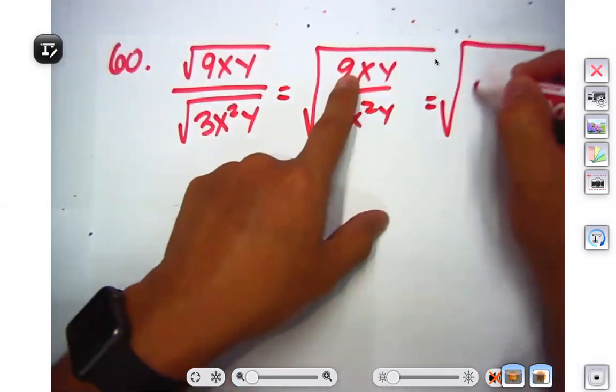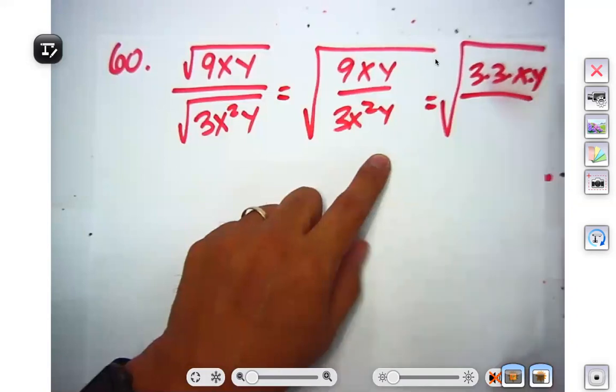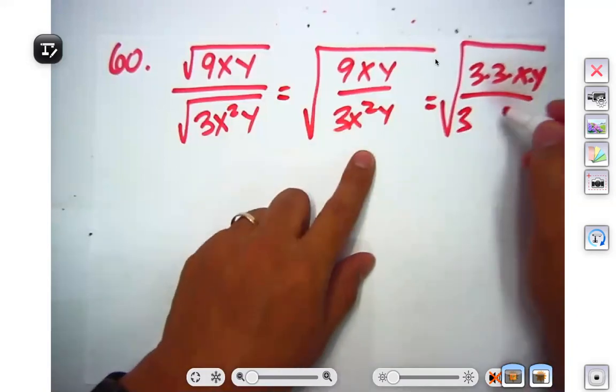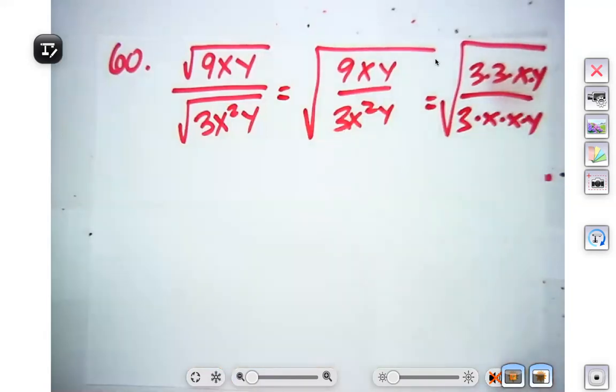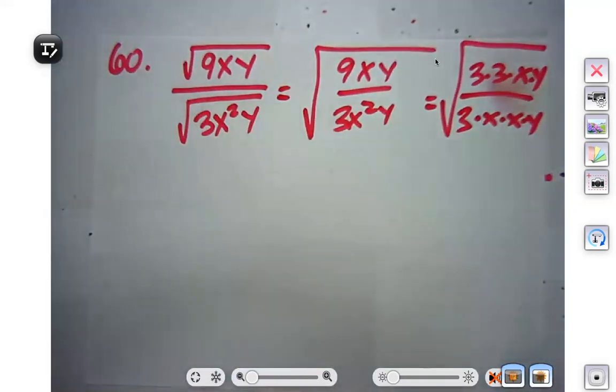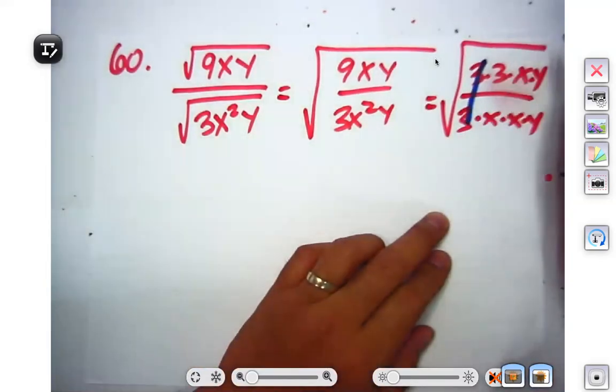9. What are the factors of 9? 3x, y. How about 3 is 3, x squared, x, y. Well, it would be helpful if we simplify first. So what can we cancel here? We can cancel 3, we can cancel x, we can cancel y. So what do we have left?